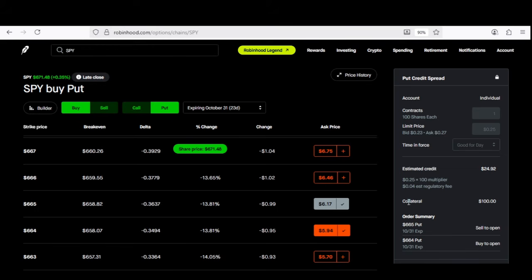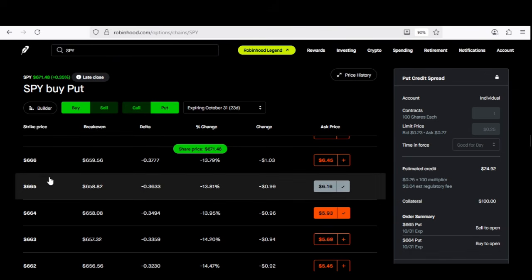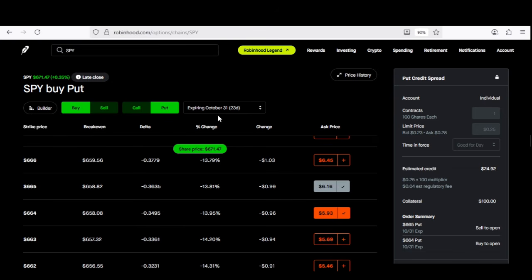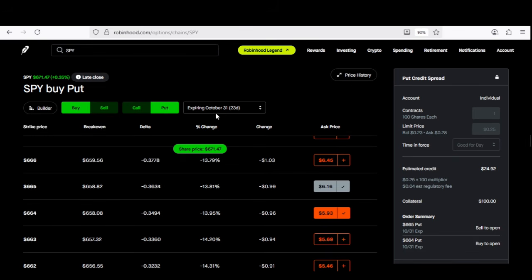Now, how do you win with this trade? Come expiration date, in order for you to win with this particular put credit spread, you need the current share price to maintain or be above your 665 price anytime before you close the option, or anytime on or before October 31st. So once the Spider ETF stays above 665 anytime before or at expiration of October 31st, then you're going to get to keep this premium, and you're going to have your $100 of collateral released back to you.